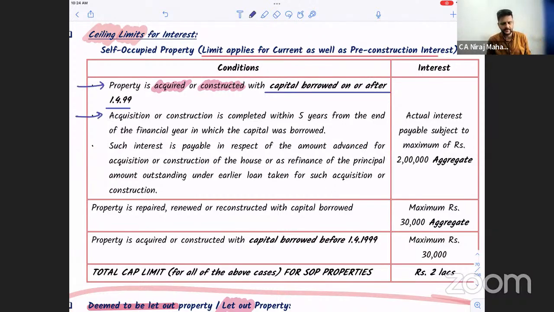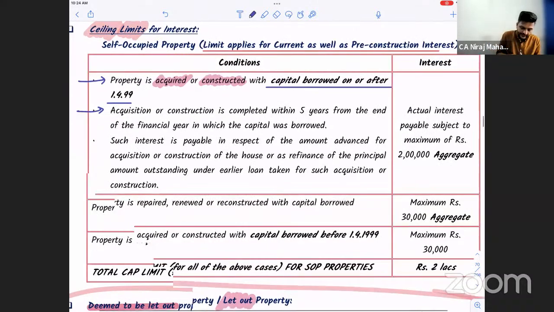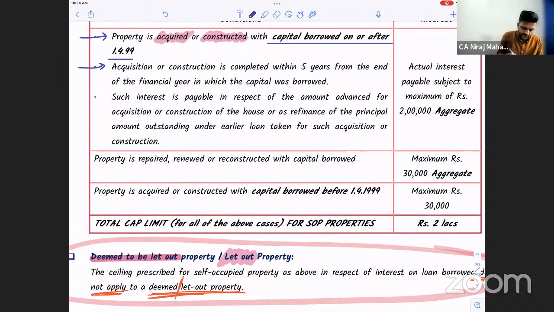Second condition to be satisfied. You have taken the loan for what purpose? Either purchase or construction. So that should happen within time. Understand now, pay attention. Acquisition or construction is completed within 5 years from the end of the year in which the loan was borrowed. Underline the words, end of the year.